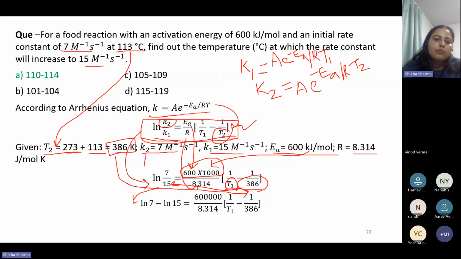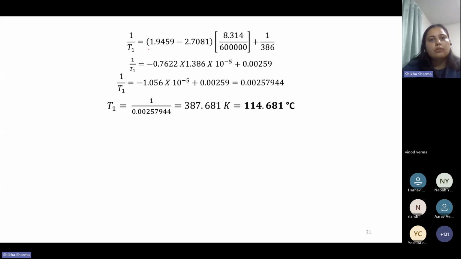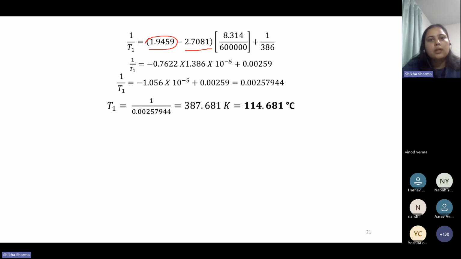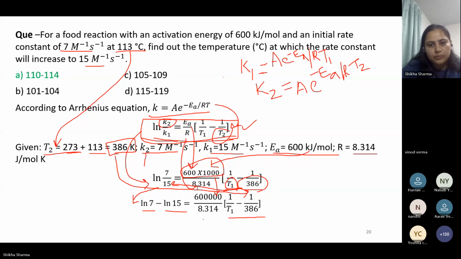So ln 7 by 15 is in divide form, so we can write ln 7 minus ln 15. When it expands, it will be ln A minus ln B. So ln 7 minus ln 15 equals this value, divided by 8.314, and the rest is 1 upon T1 minus 1 by 386. Solving ln 7 minus ln 15: ln 7 is 1.9459 minus ln 15, which is 2.7081. So this one, and now this value will go on the left hand side.